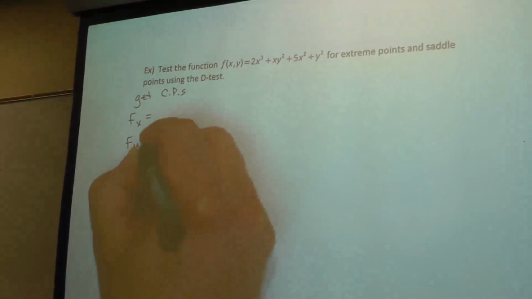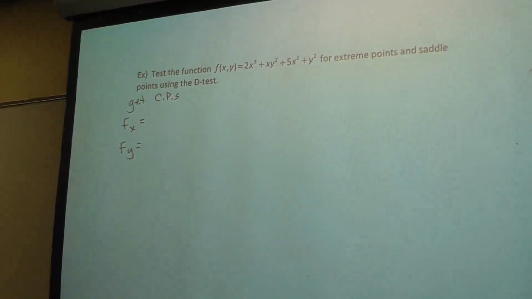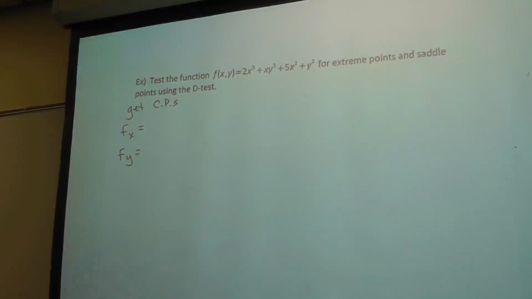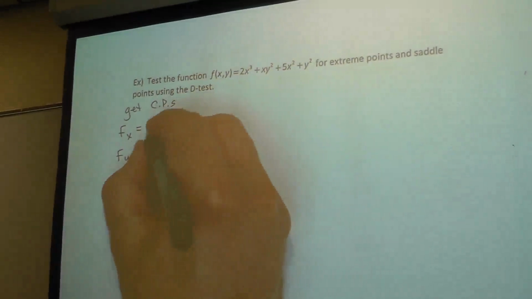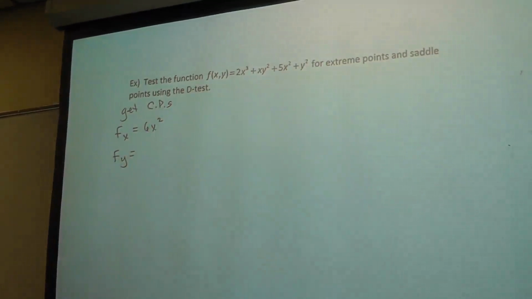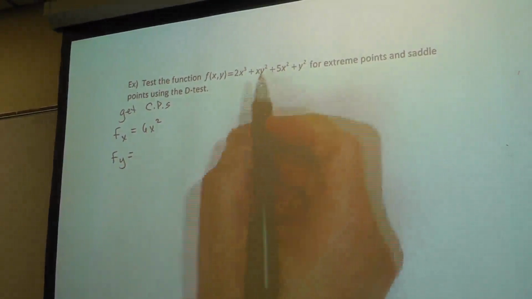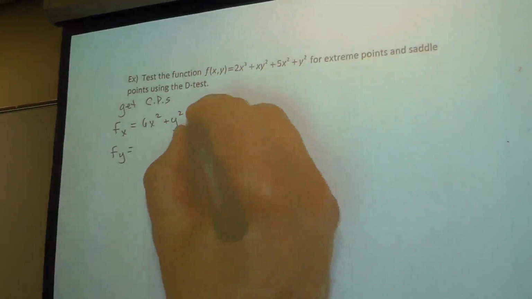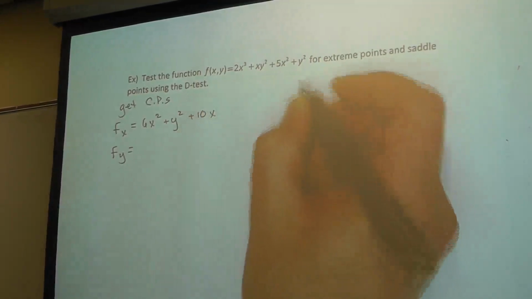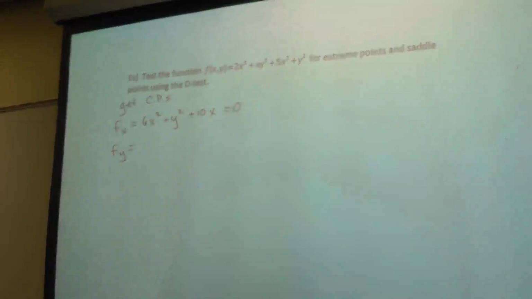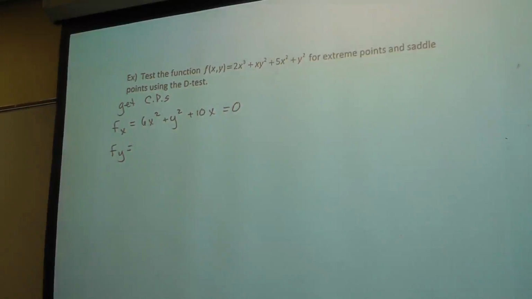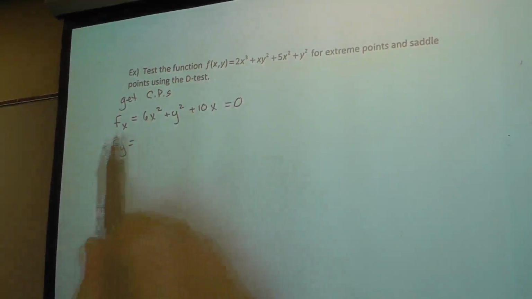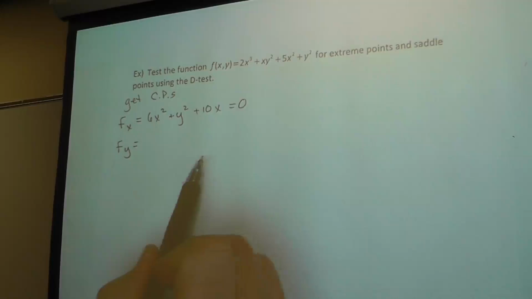So you want to set your first partial with x and your first partial with y at the same time equal to 0. So for this one, first partial with x is going to be 6x squared plus y squared plus 10x, and then you're done. So force that to equal 0 because you're looking for where you have 0 slope in just the x direction, and you want the j component of your gradient to go to 0 also.